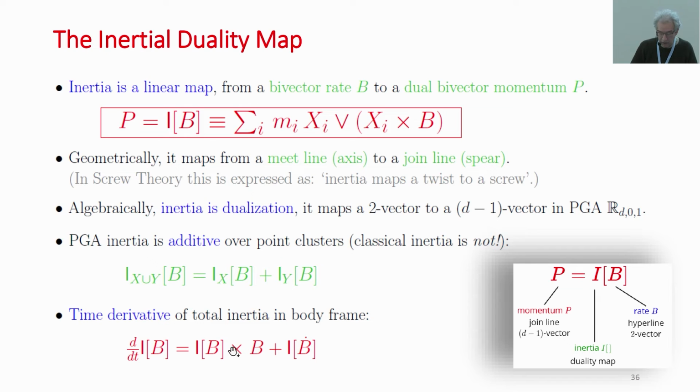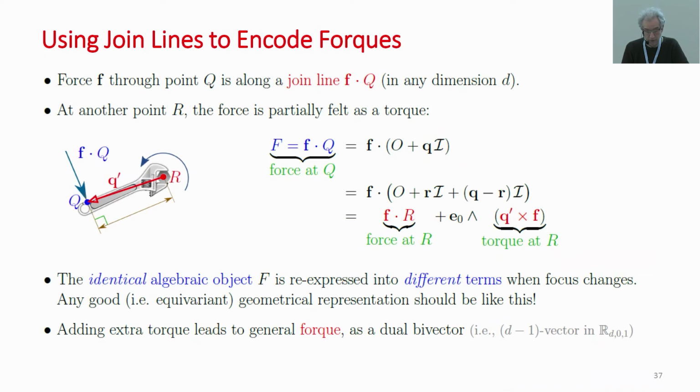So we will at least expect something. If anything moves with the motor, you get a cross B. But in general, also the B itself may vary. This is a linear function, so the ddt just goes through there. So this is the total derivative of what we expect for the inertia map. And now we're almost there. Oh, we should talk about forces first. So let's say that we have a force.